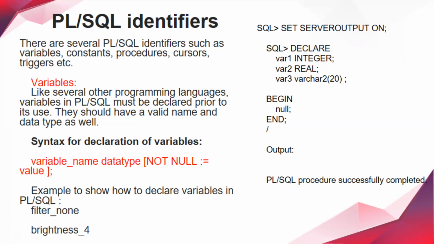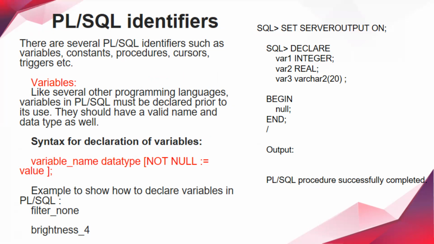The same identifier rules will apply for your PL/SQL identifiers also. The syntax for the declaration of a variable is variable name, data type, and your value. So this is the syntax of your variable declaration. Here I show you examples like filter underscore none. This is a variable name.